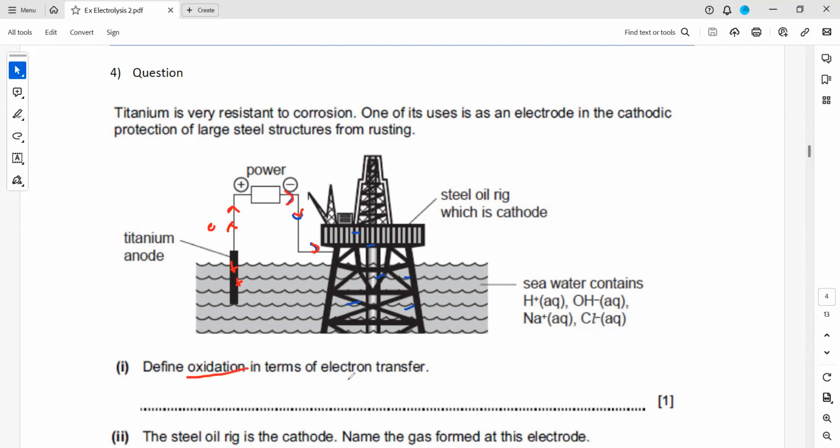Define the term oxidation in terms of electron transfer. How do we define oxidation? What's the definition of it?